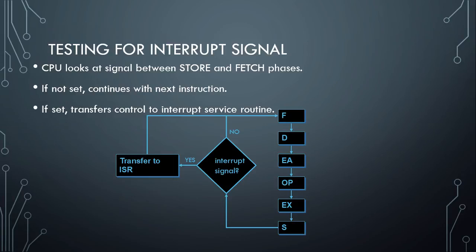All right, so remember, this is looking back at whether the interrupt signal is turned on. If it is not turned on, it just proceeds on with the next instruction. So it just goes through the fetch routine here. If it is turned on, we transfer control over to the interrupt service routine, which is then going to proceed to check for those interrupts.